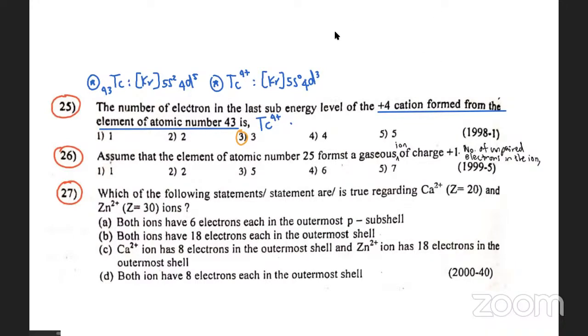First of all, tell me what is the element with atomic number 25? Element of atomic number 25 is manganese, right? Manganese, yes. Manganese is the element with atomic number 25. Manganese 25, we all know the electronic configuration goes like this: until argon 4s2 3d5.